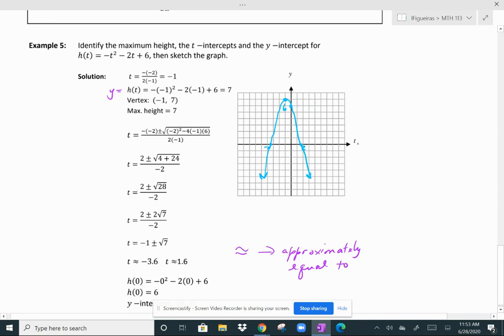t-intercepts, because remember this is t here instead of x, is at -3.6. So that's between -3 and -4, closer to -4. And the other one is at 1.6, which is between 1 and 2, closer to 2.